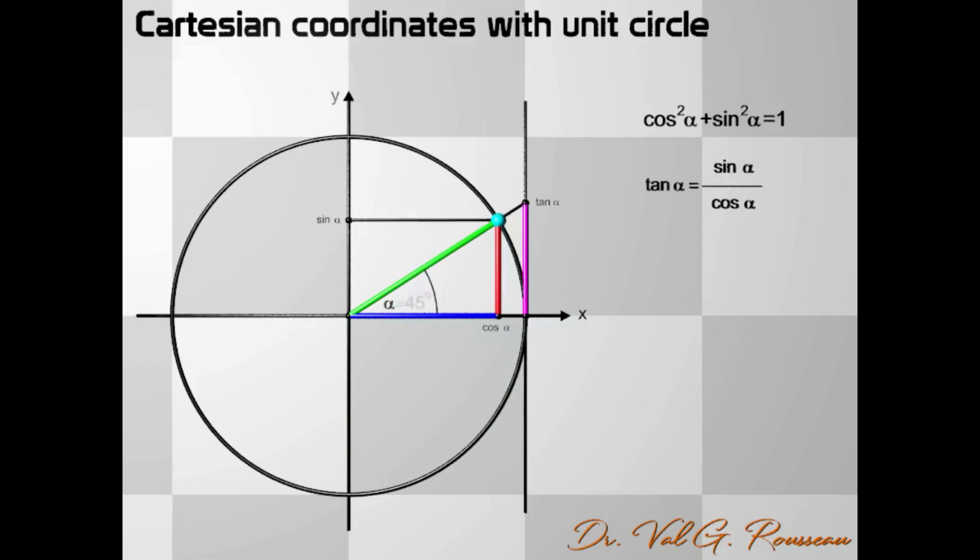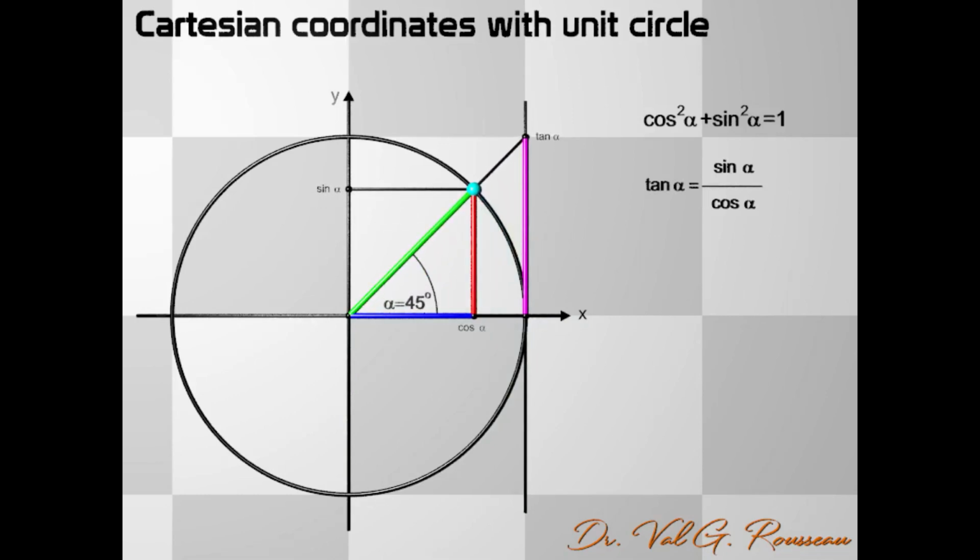Let us now increase the angle to 45 degrees. The right angle having a value of 90 degrees, we conclude that the third angle in our right triangle must measure 45 degrees too. This right triangle is therefore isosceles, which implies that the blue and red segments have the same length. Thus, the sine is equal to the cosine.